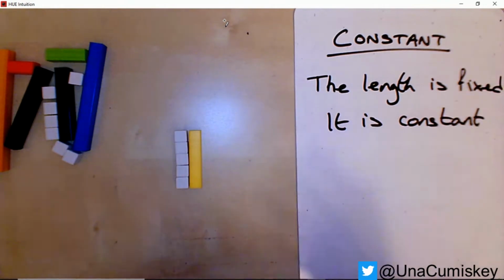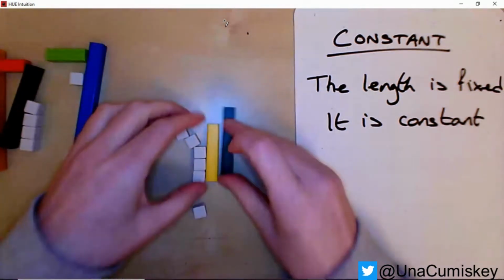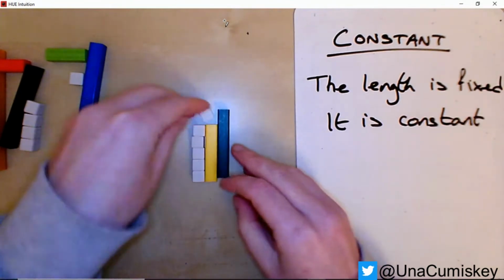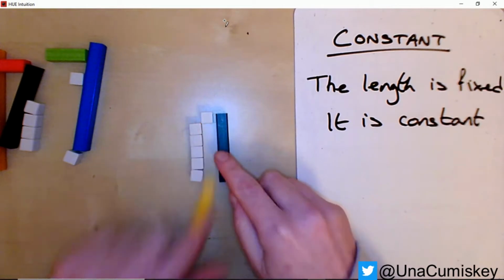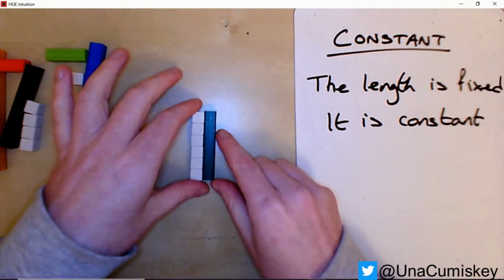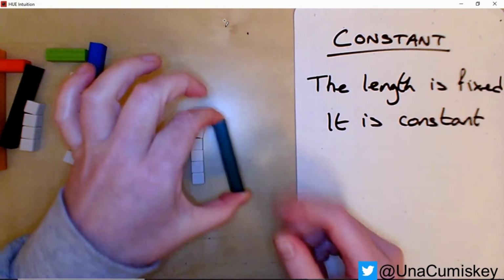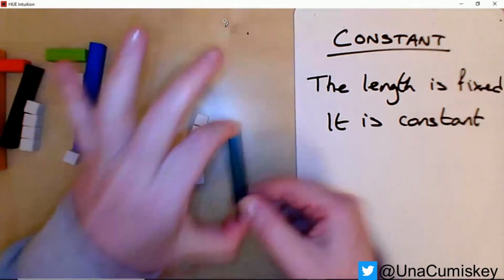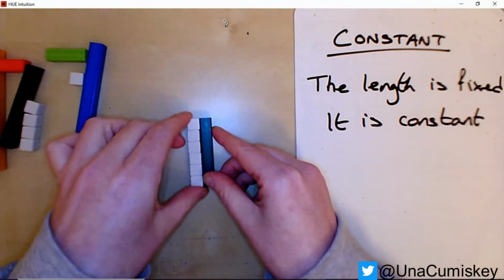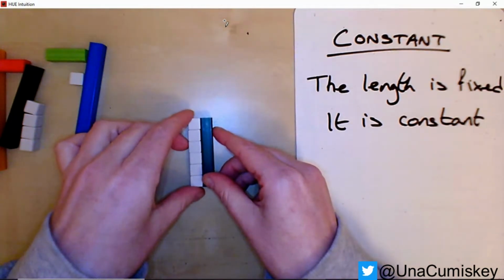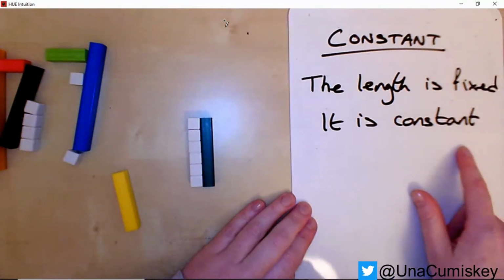So we use another example. We will use, say, a rod of length 6. And students can see that this is 6 units. Again, I will ask, will this always be 6 units? We cannot stretch it, we cannot compress it. So yes, it cannot be changed. It will always be 6 units. So again, I get the students to say the length is fixed, it is constant.